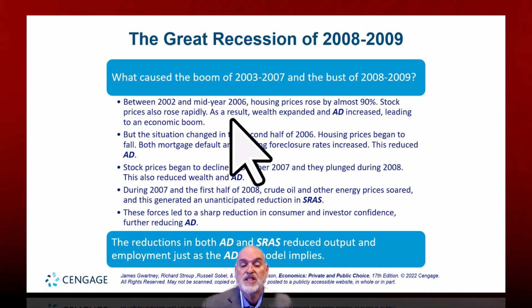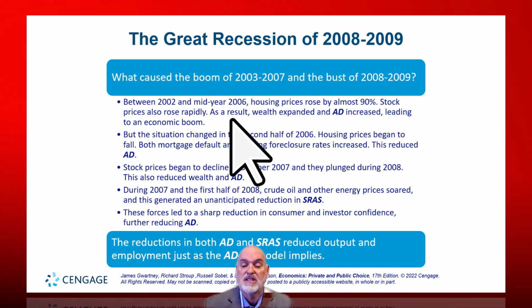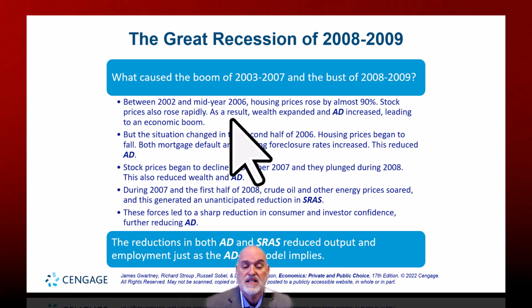But the situation changed in the second half of 2006 because housing prices began to fall. Both mortgage default and housing foreclosure rates increased. This reduced aggregate demand. Stock prices began to decline in October 2007, and they plunged during 2008. This also reduced wealth and aggregate demand.